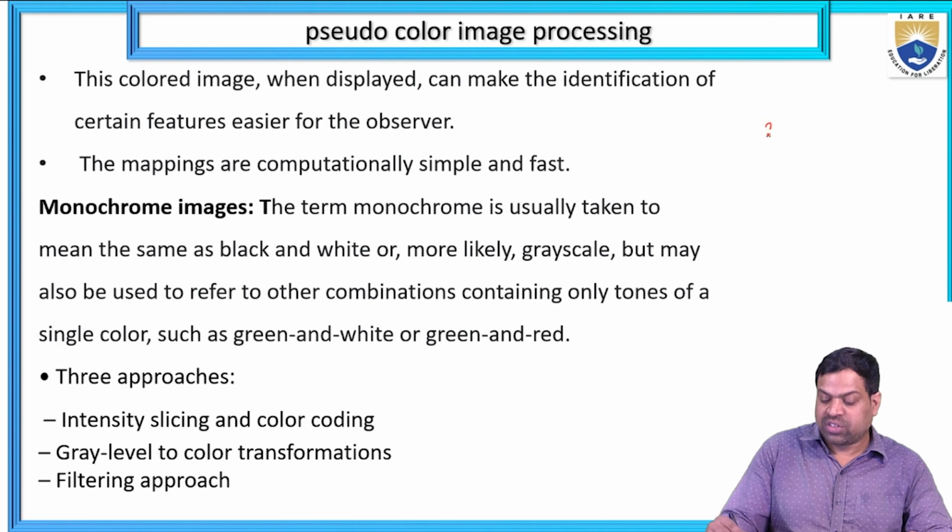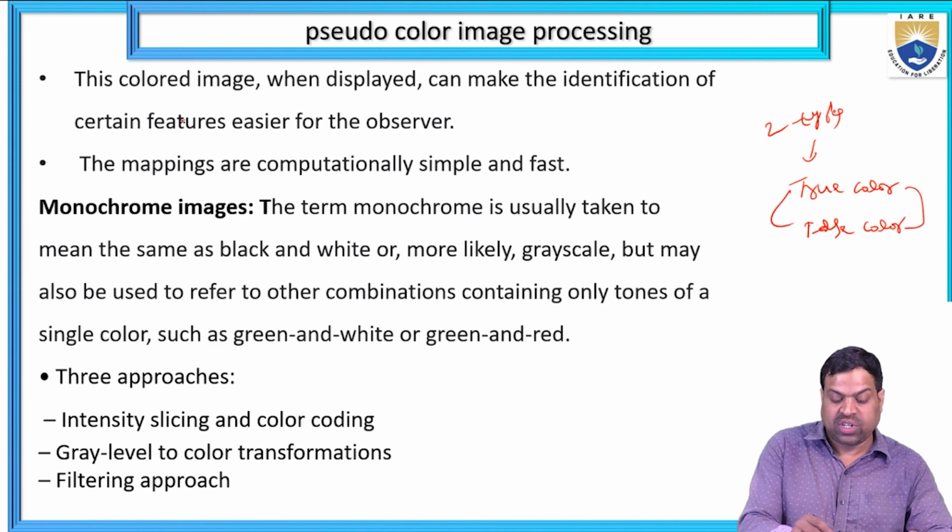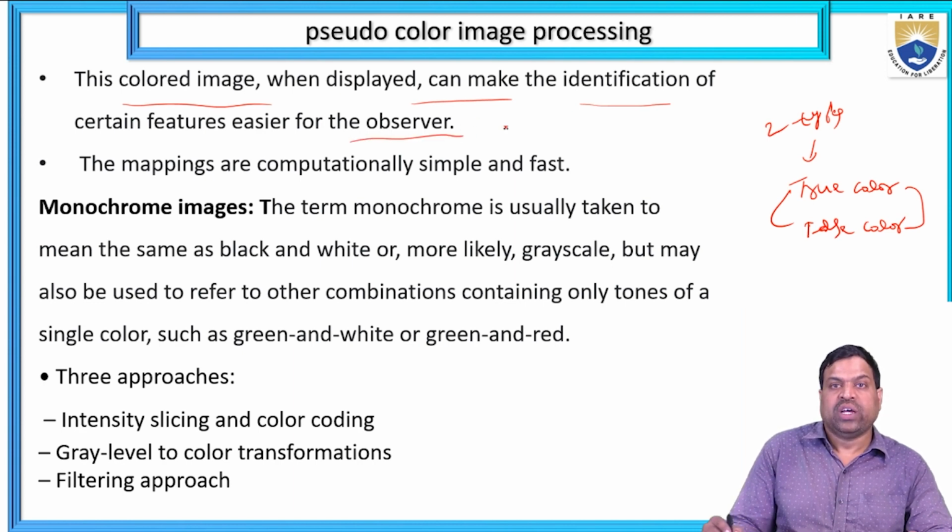So, what are the two types we are discussing? The first one is true color, the second one is called false color. But these are all very important for color image processing. These colors are displayed to make the identification of certain features easier for the observer. The mappings are computationally simple and fast.